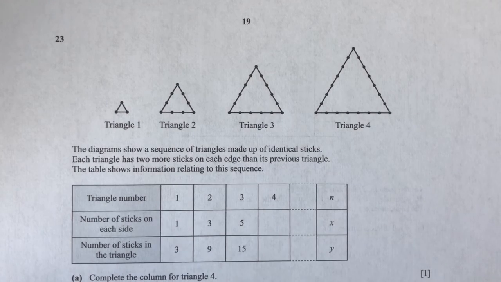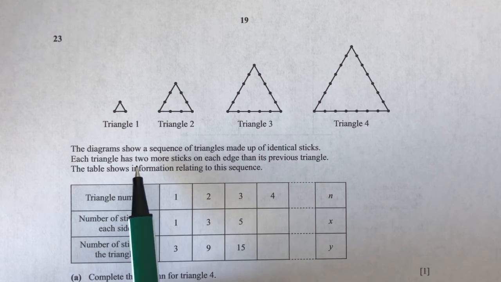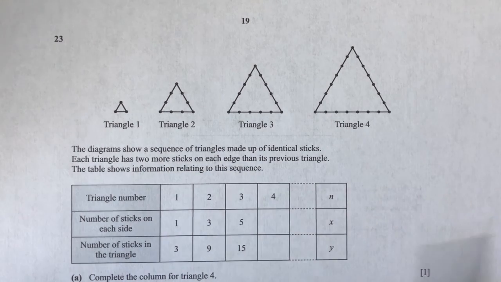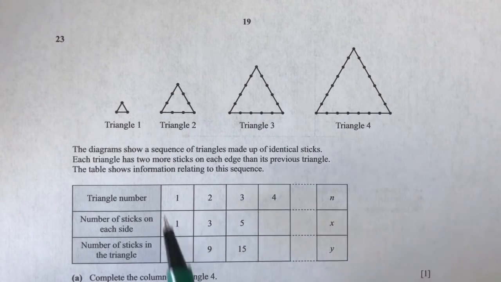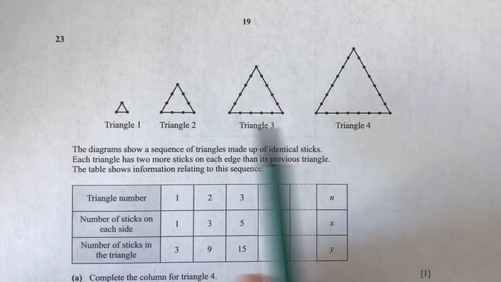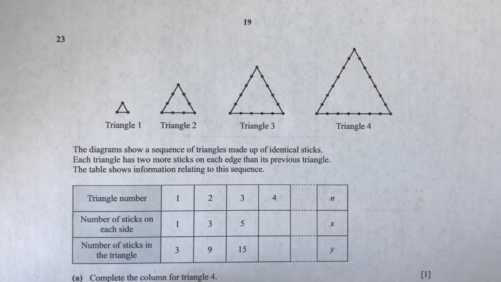Question number 23. The diagram shows a sequence of triangles made up of sticks. Each triangle has 2 more sticks on the edge than the previous one. Okay, it's pretty easy. So we have triangle 1, 2, 3, 4. The number of sticks on each side is 1, 3, 5. So question 1, part A. Complete the column for triangle 4. So the number of sticks on each side.